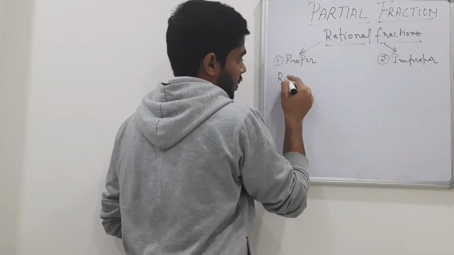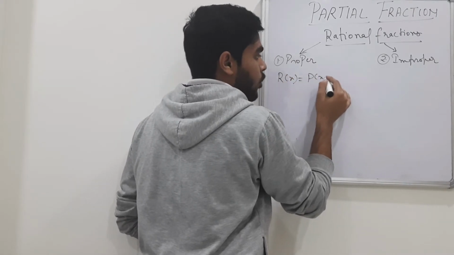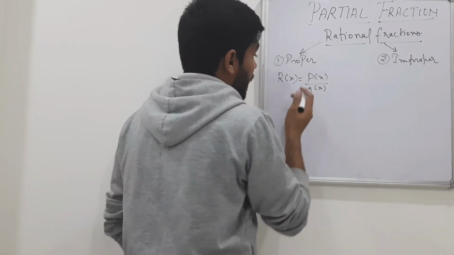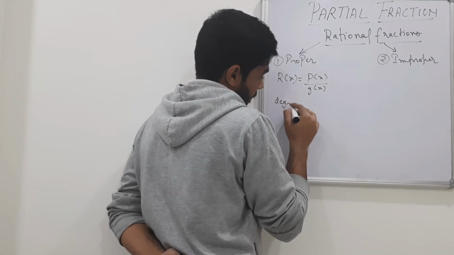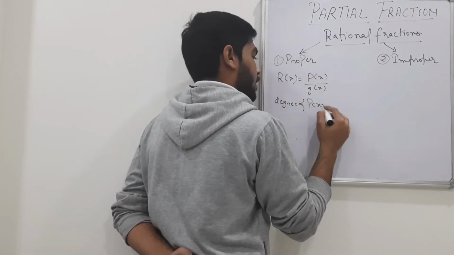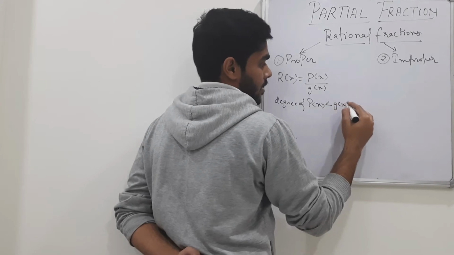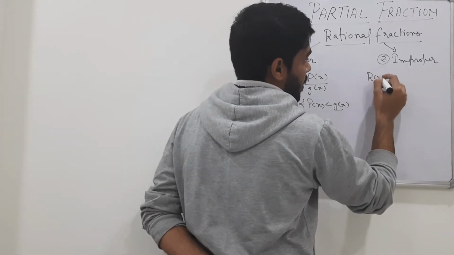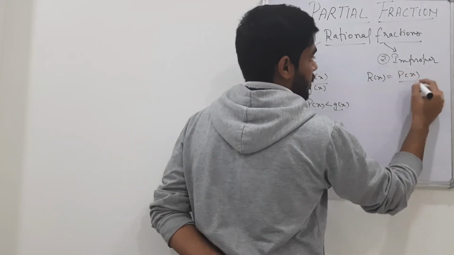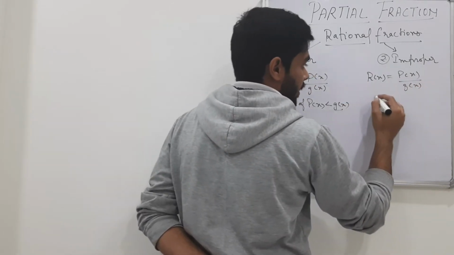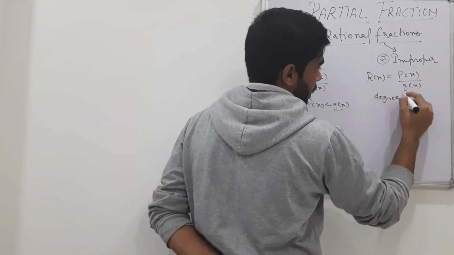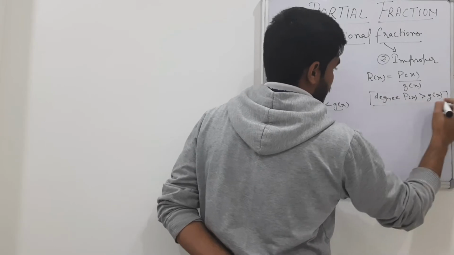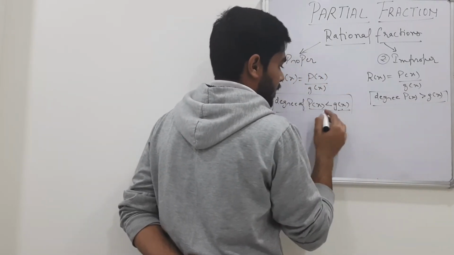So in proper, the degree of px, that is the numerator, so it is a function, so there will be a degree, and the degree of px is less than gx. So this is known as proper rational fraction. Number 2 is improper, px upon gx, in which the degree of px is greater than gx.